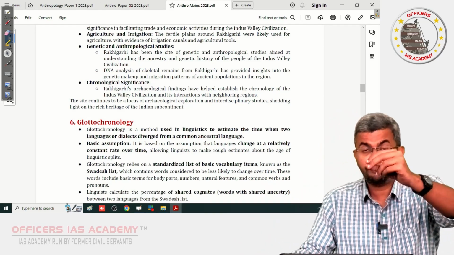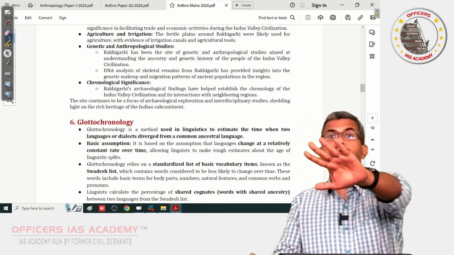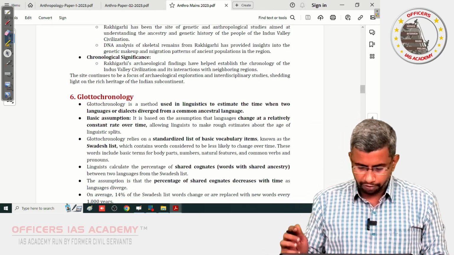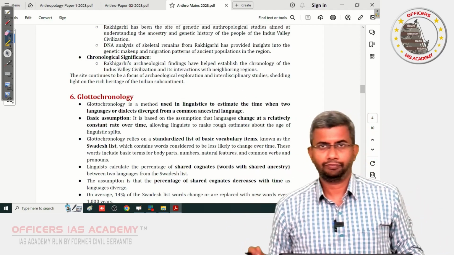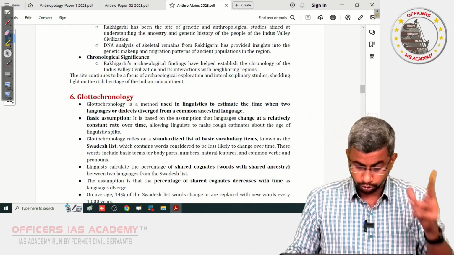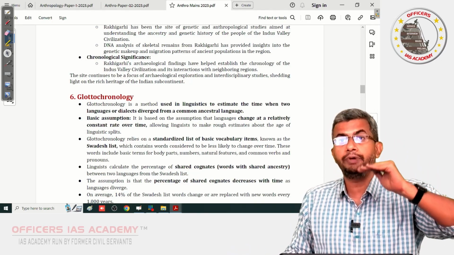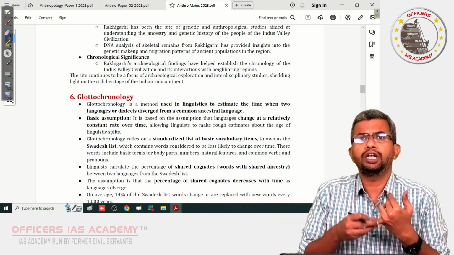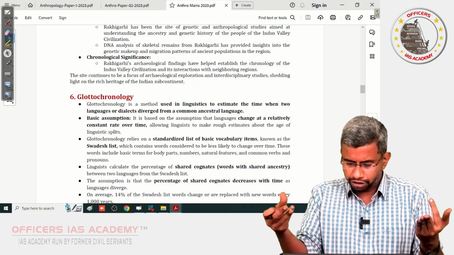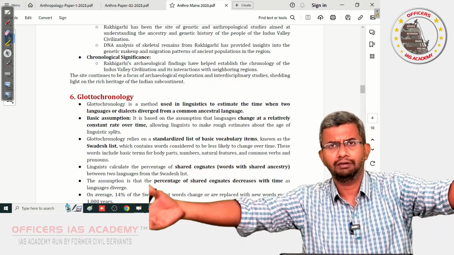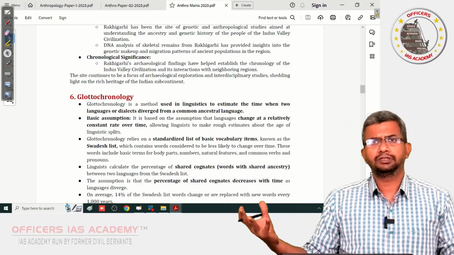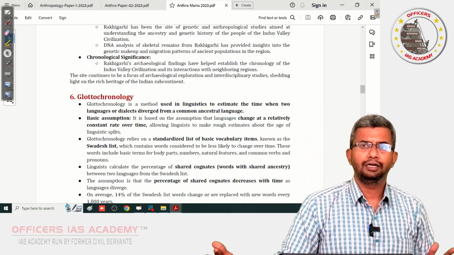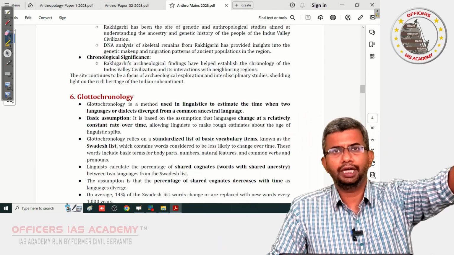So it assumes a constant rate over time, how it undergoes change. In fact, it assumes that it will be 14% over 1,000 years of the Swadesh list words. What are Swadesh list words? Standardized list of basic vocabulary items. And what are these basic vocabulary items? Body parts, numbers, natural features like mountain, river, sky, sea, ocean, common verbs, right? Run, walk, eat, yeah, pronouns, he, she, him, they, us.